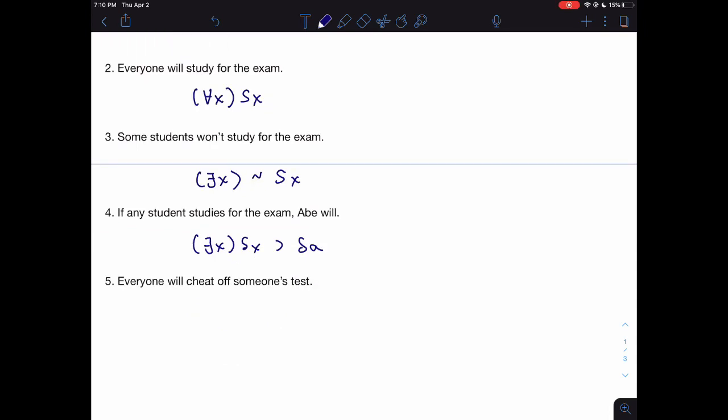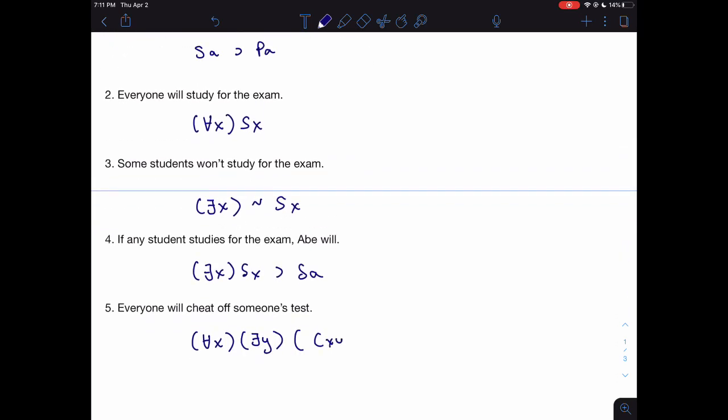Now moving on to the final symbolization of this first round, we want to translate the sentence, everyone will cheat off someone's test. Let's take a moment again to think about what this is saying. So what this is saying is that for everyone in the class, so for all x, there is going to be some person such that that person is going to cheat off that person's test. Okay, so everyone has someone whose test they're cheating off of. So here's how we would write that. For all x, there exists a y such that Cxy. Okay, so this says, for all x, there exists a y such that x cheats off y's test. And that represents exactly what we wanted it to.